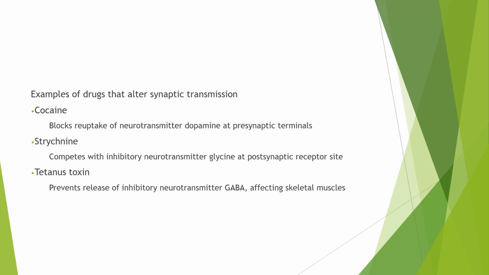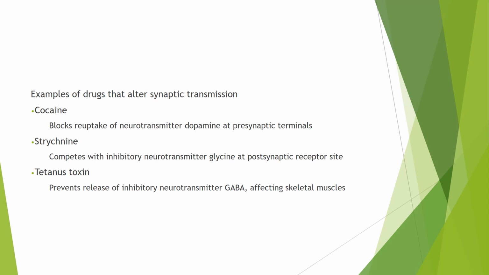So examples of drugs. So with cocaine, this blocks the reuptake of the neurotransmitter dopamine at the presynaptic terminal. So meaning that dopamine is going to be bound to the receptors on the postsynaptic cell for longer, thus allowing more ions to come in. And so over time, though, individuals who do cocaine need more and more because they need to keep those channels open for longer to get that same type of feeling or response.